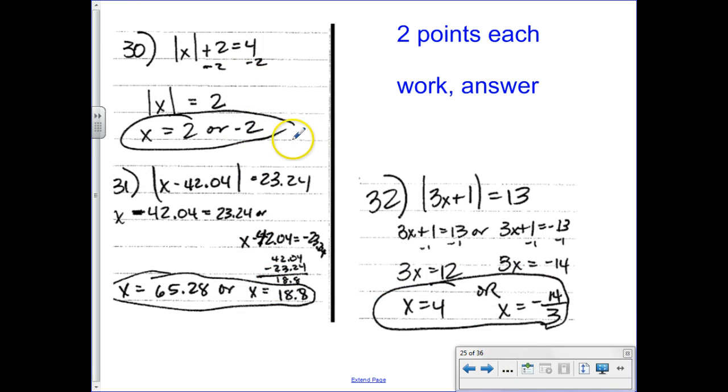The last one's here for 30. There's your answer. 31, it's a little more complicated decimals. 32, and by the way, if you wrote negative 14/3 as negative 4 2/3 or as negative 4.6 repeating, that's fine.